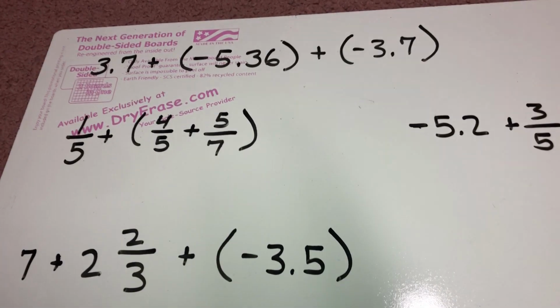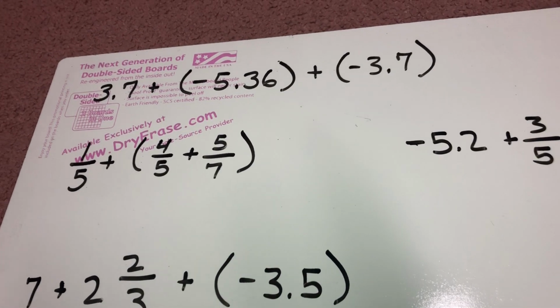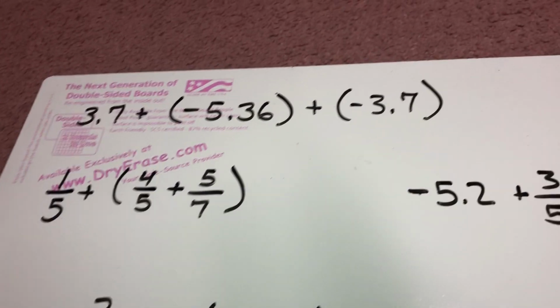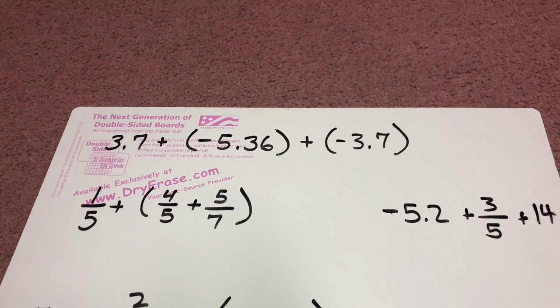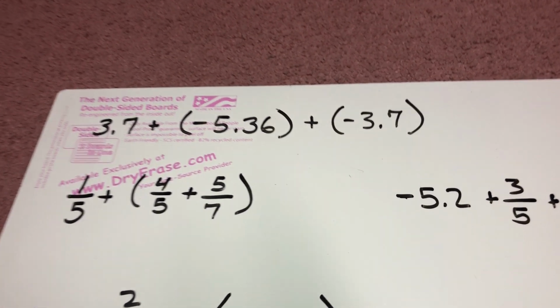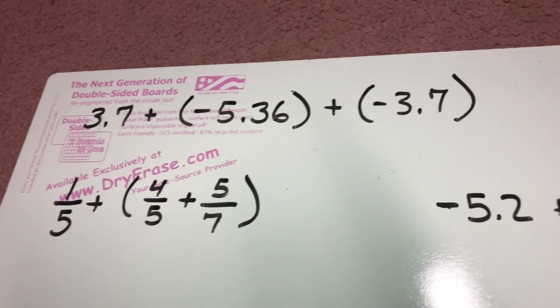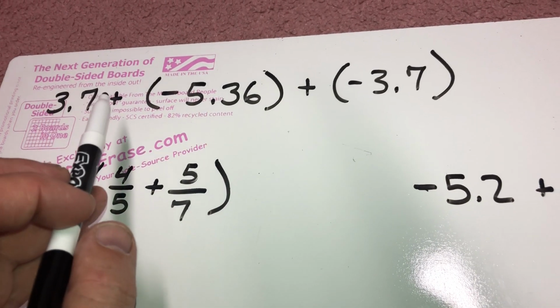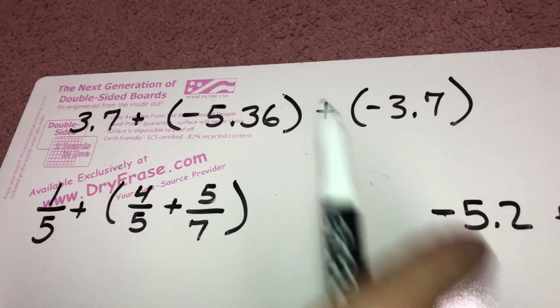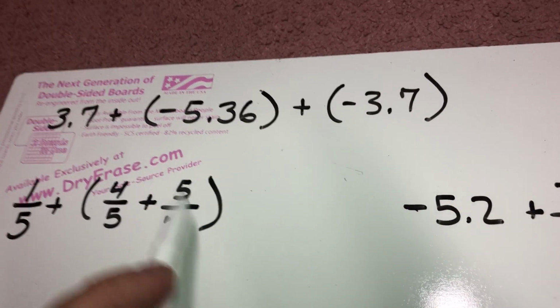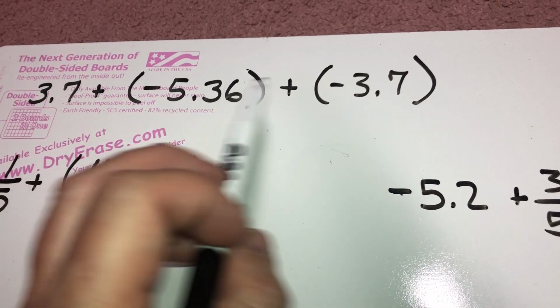Now we're going to start to have 3 numbers in the problem. So sometimes when we get 3 numbers in the problem, it's kind of good to think, well, what can we do? What actually makes sense? What can be combined? So I'm looking at this first one, 3 and 7/10 plus a negative 5 and 36 hundredths plus a negative 3 and 7/10.